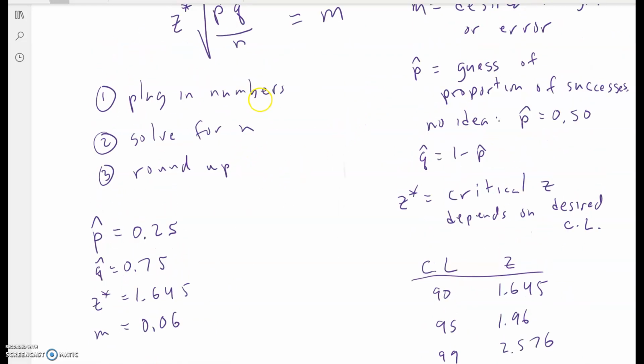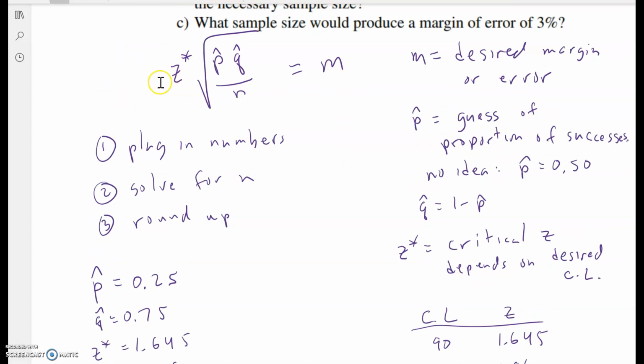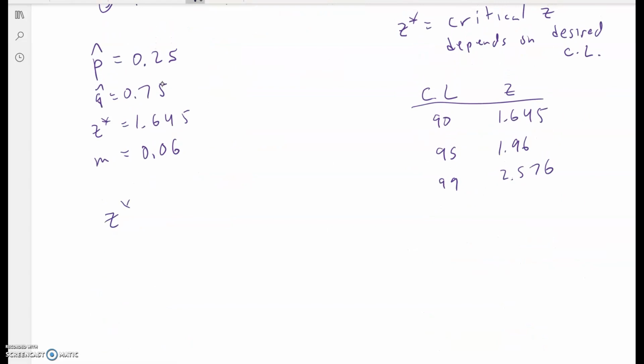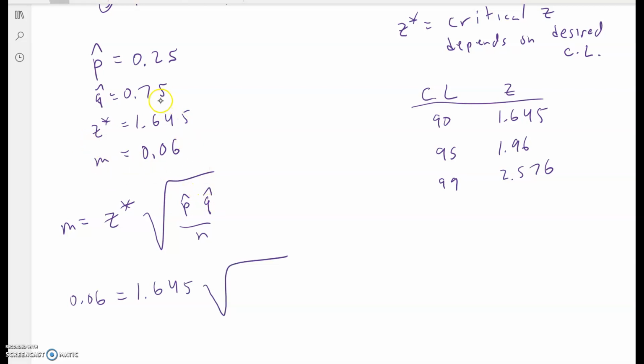So just plug them into the formula, which is right here. Z star is 1.645. Let me rewrite it down here for reference. Z star times square root p hat q hat over n equals m. Actually, let's start with m. m is 0.06 equals z star, which is 1.645, times square root p hat q hat, so 0.25 times 0.75, divided by n. So that's step one, plug in all your numbers. Step two, solve for n.